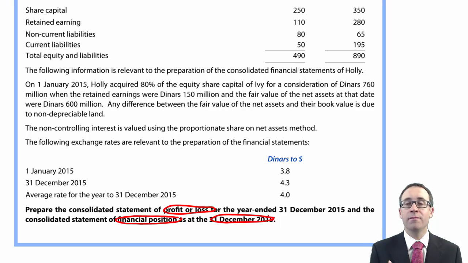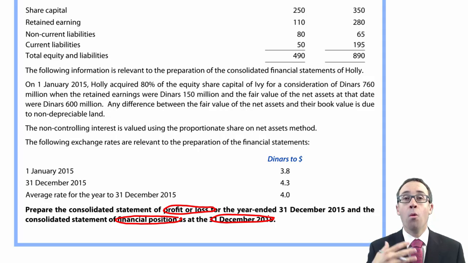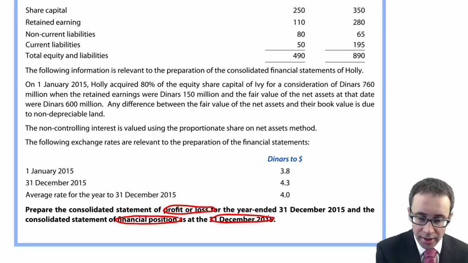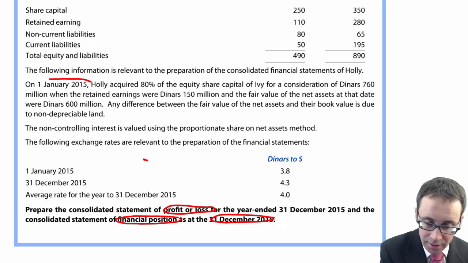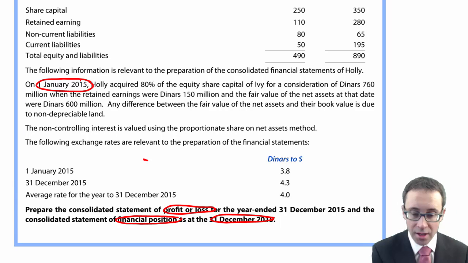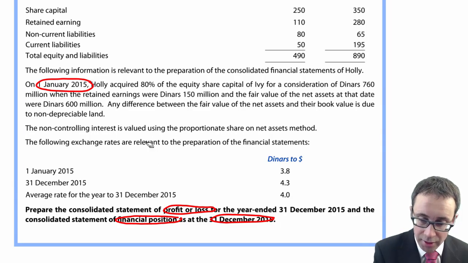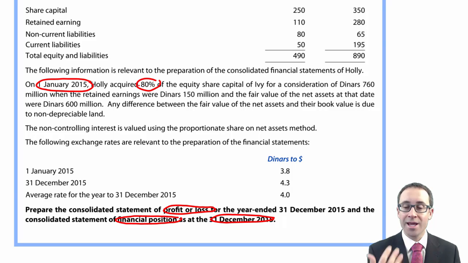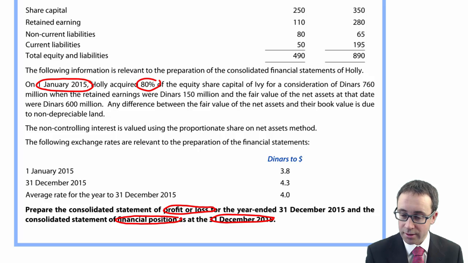Because you can see that at the bottom, the first thing that you have in the additional information is the background information with regards to the group structure. It says on the 1st of January 2015, so that's the start of the year, Holly acquired 80% of the share capital of Ivy. So Holly must be the parent, Ivy is therefore the subsidiary, for a consideration of 760 million dinars.